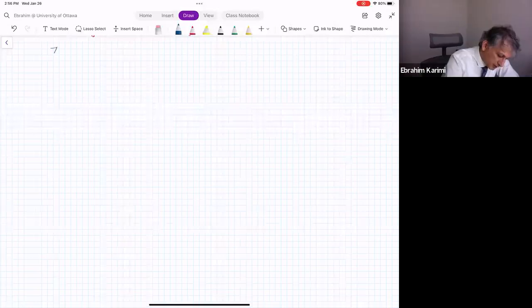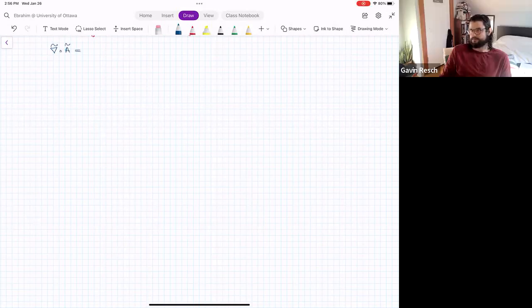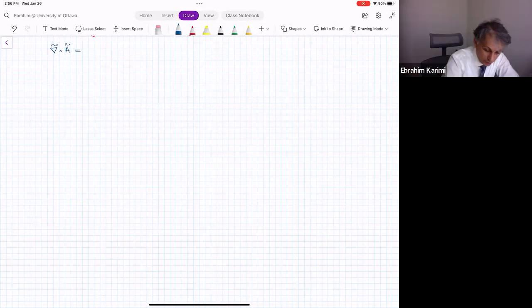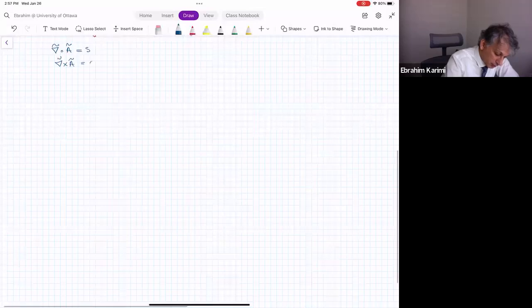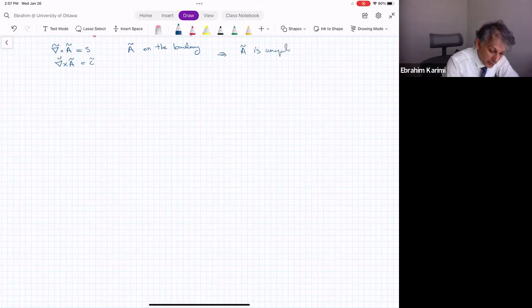Yeah, so in the previous lecture, we proved that if the divergence of a vector is known, which we call the source, and if we know that the curl of a vector is also known, and we know A on the boundary, then A is uniquely defined, right? This is different.